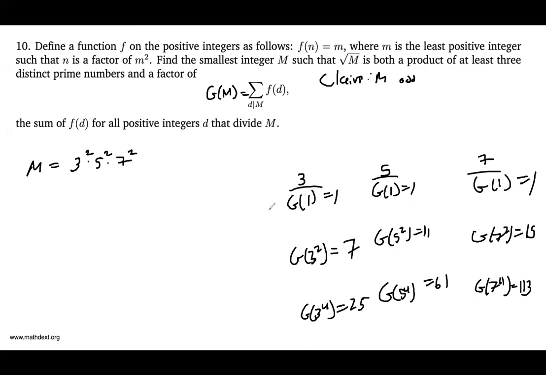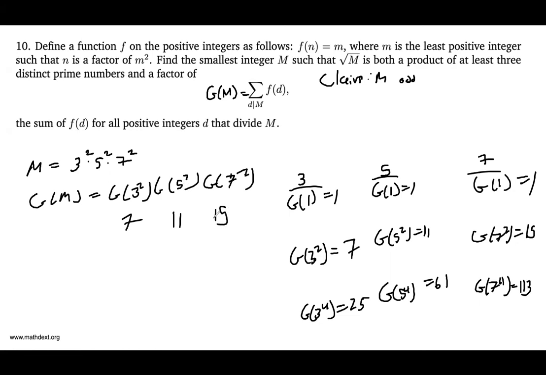G of m is going to be equal to g of 3 squared times g of 5 squared times g of 7 squared. G of 3 squared is 7. G of 5 squared is 11. G of 7 squared is 15. Square root of m is 3 times 5 times 7. This is a factor of 7 times 11 times 15. So square root of m is a factor of this guy.